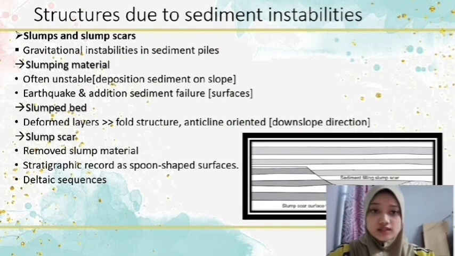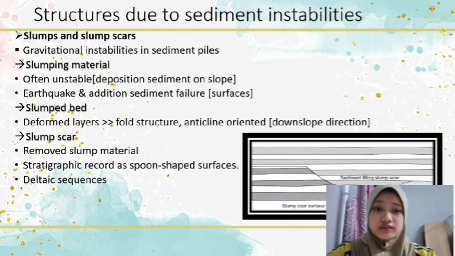First are the slump and slump scars, which are formed as a result of gravitational instabilities in the sediment pile. When a mass of sediment is deposited on a slope, it is often unstable, even if the slope is only a matter of a degree or so. And if subjected to a shock from an earthquake or sudden addition of more sediment, failure may occur on a surface within the sediment body, and it may lead to slumping of material.